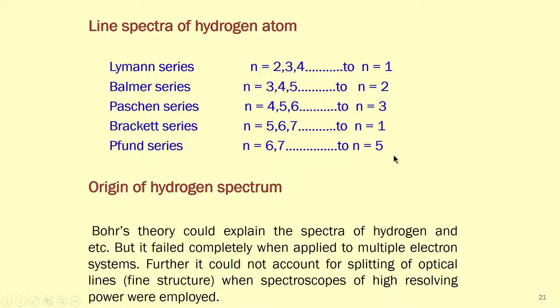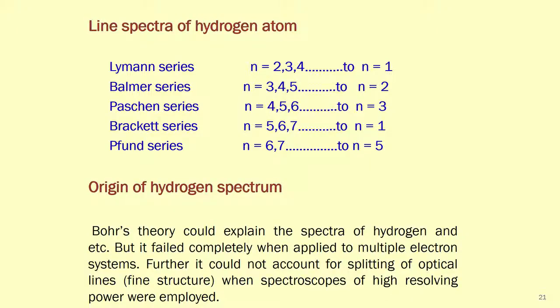So, the origin of hydrogen spectrum is that it could explain the spectra of hydrogen, but it failed completely when applied to multiple electron systems. Actually, I have been describing this only for hydrogen atom. Okay. So, hydrogen atom has got only one proton and one electron. You excite that electron to a higher energy level according to Bohr's theory, from one energy to another energy, the difference is fixed and constant. So, if the bottom line is number 1 and the next energies are 2, 3, 4, etcetera, there you will see a number of lines corresponding to 1 to 2, 1 to 3, 1 to 4, 1 to 5, like that. That is Lyman series. And come to a slightly higher energy level, 2 to 3, 2 to 4, 2 to 5, like that you will see Balmer series, then Paschen series, 3 to 4, 3 to 5, 3 to 6, etcetera.